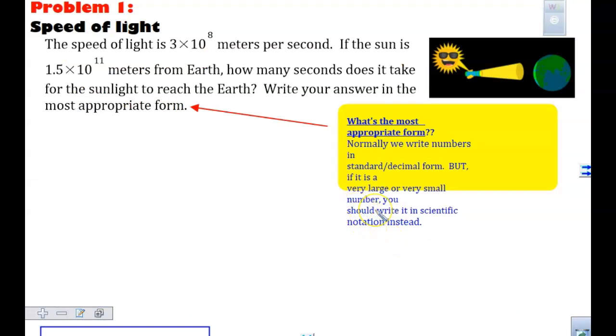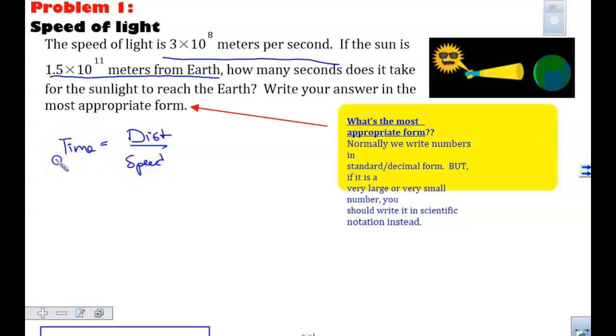So if we are looking at this next problem, it says the speed of light is 3 times 10 to the 8 meters per second. The sun is 1.5 times 10 to the 11th meters from Earth. How many seconds does it take? So we're finding what? Time. Up above, what did it say time is always equal to? Distance divided by speed. Please write this on your paper. Time equals distance divided by speed.